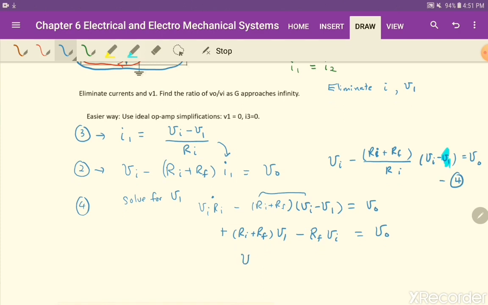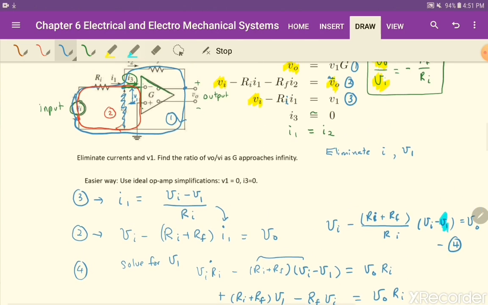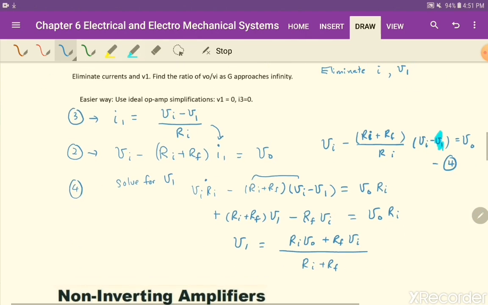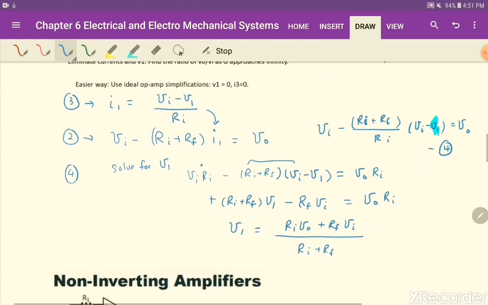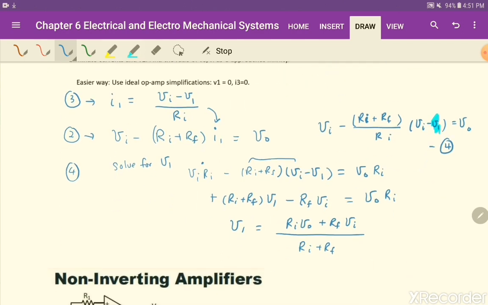So finally, almost finally, V1 is, oh, I think I forgot to multiply this by RI. So you have RI V out plus RF times VI divided by RI plus RF, which is the voltage level at the negative terminal. Okay? So now my next step is to plug this into equation number 1.